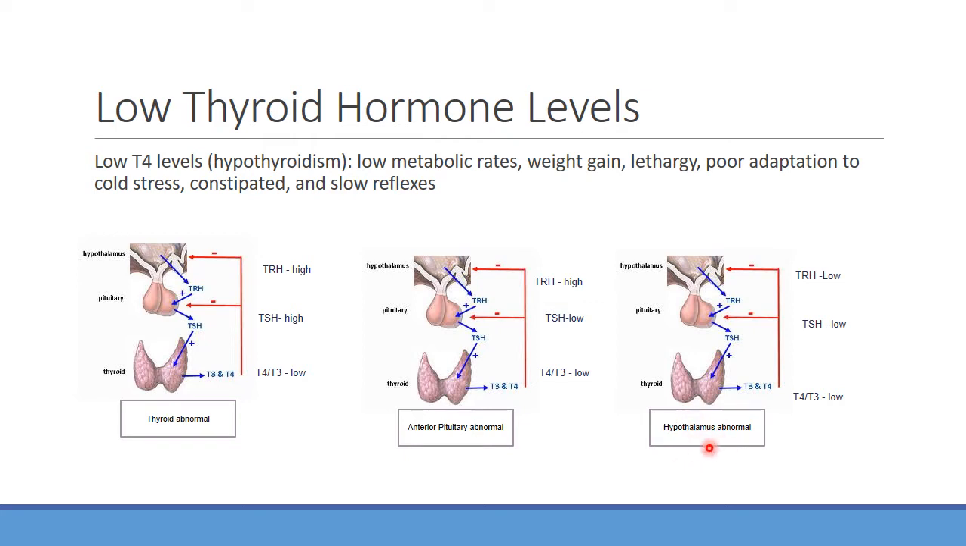And if we're having an abnormal hypothalamus, obviously we'd have low levels of everything. TRH would be low because, again, it's not sending any signal. Pituitary would not be affected because, again, it's not being signaled. And then low T4 and T3 as well.